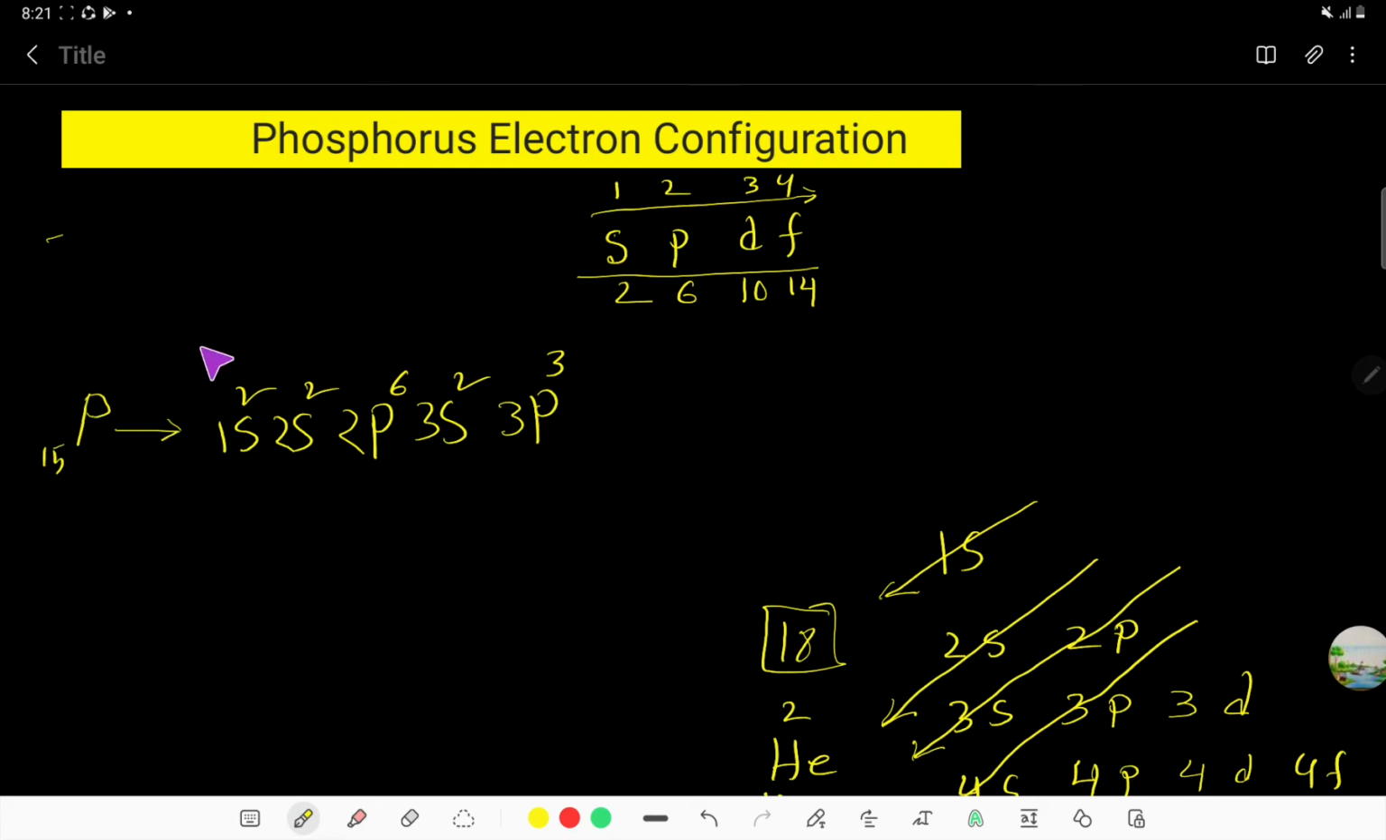This is the ground state electron configuration of phosphorus, or you can say this is the longhand electron configuration of phosphorus.